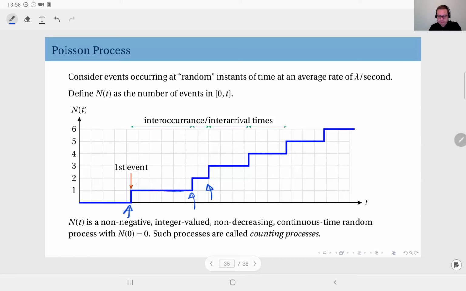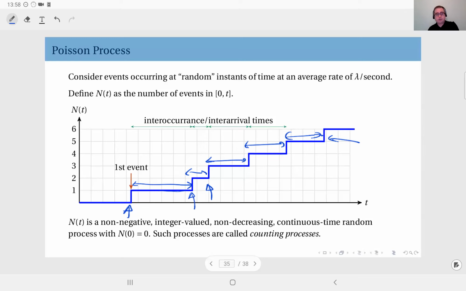And we call this one, this one, this one, and so on, inter-occurrence times or inter-arrival times. Okay, this is a very prolific terminology, inter-arrival times, especially in the study of queues.